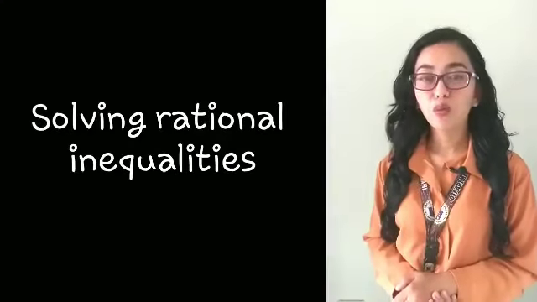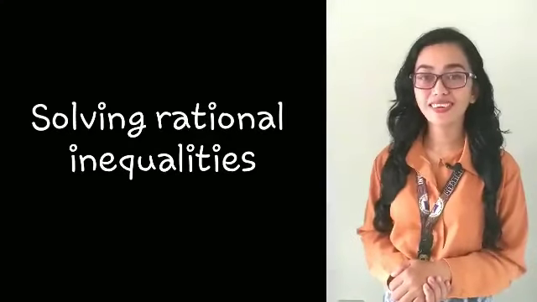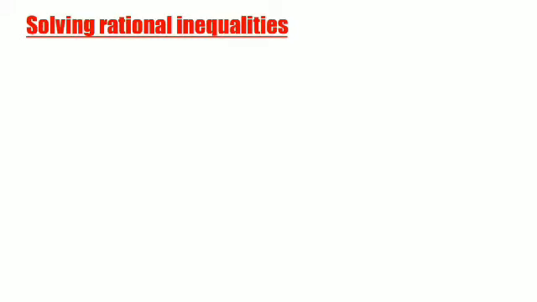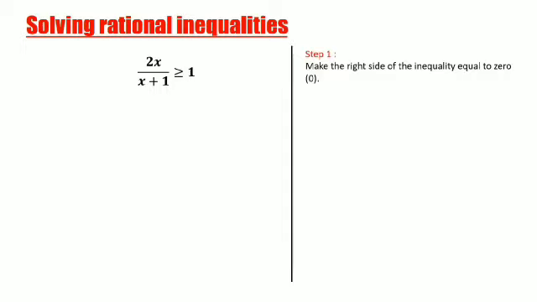Now, we're ready to move on with our next topic, which is solving rational inequalities. For our first example, consider this inequality: 2x over x plus 1 is greater than or equal to 1. To solve this, our first step is to make the right side of the inequality equal to 0. So we have 2x over x plus 1 minus 1 is greater than or equal to 0.